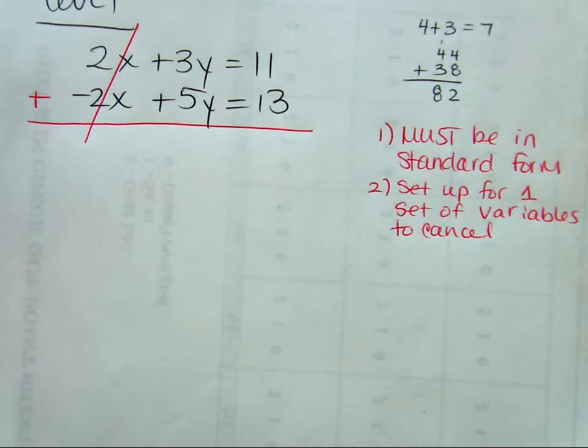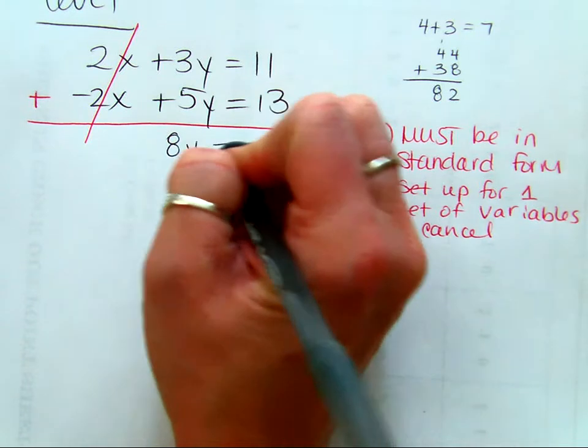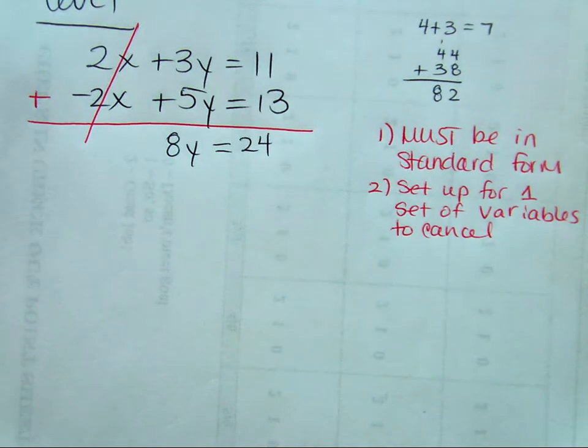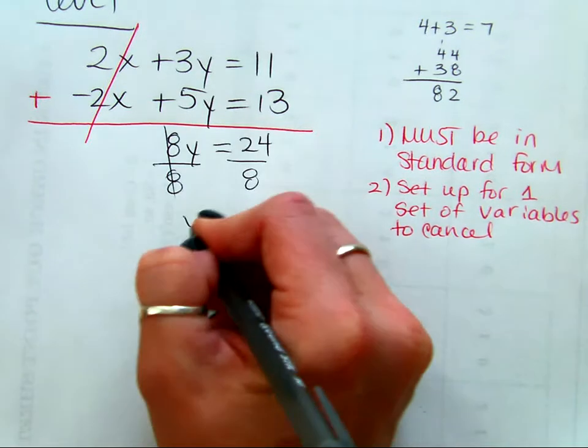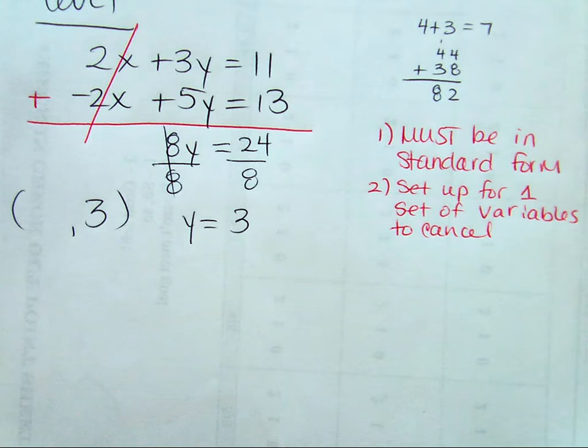So now, once I eliminate my x's, watch how easy this is. Oh my gosh, go ahead and add your y's. Go ahead and add your constants. And now you just have to solve for y. So divide by 8, and what is y? 3. Okay, so I figured out that y is 3. I put it in the right spot.